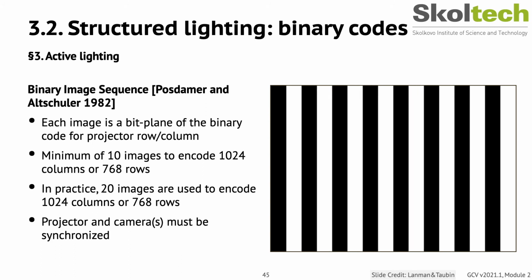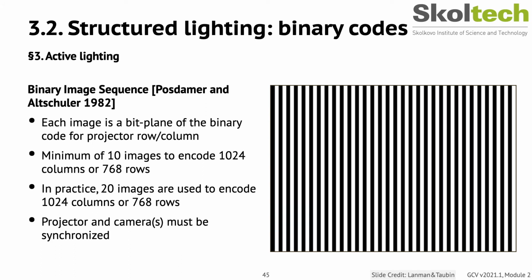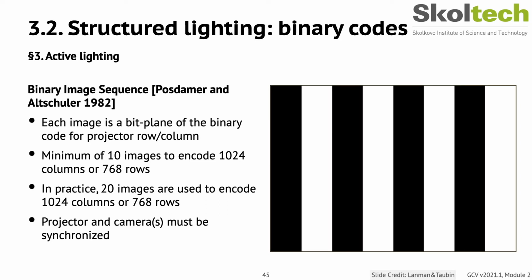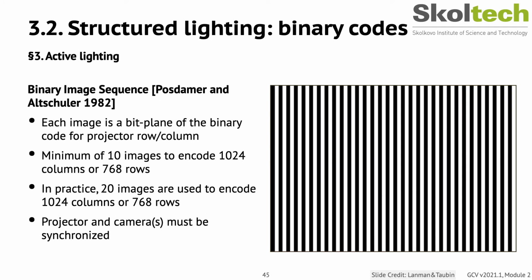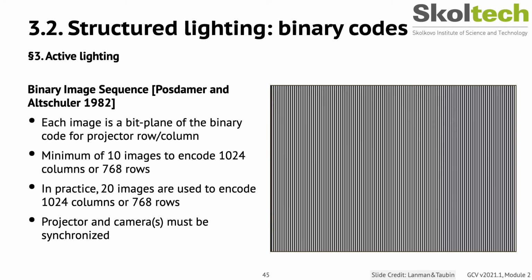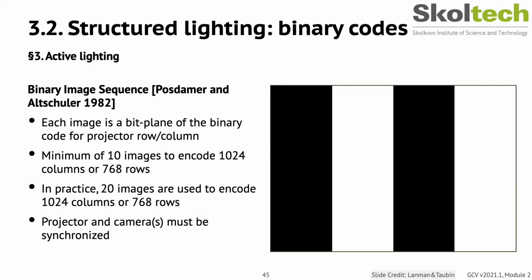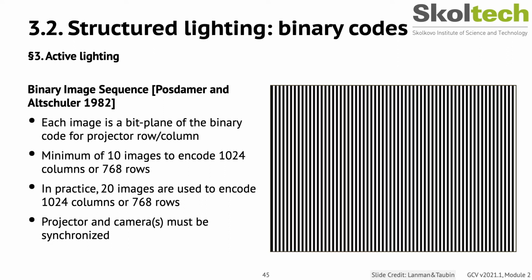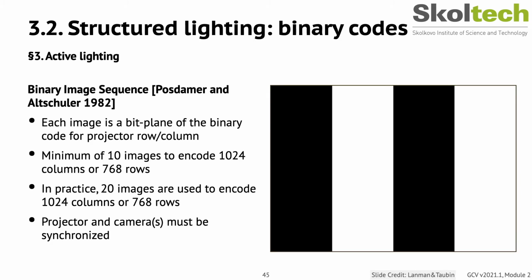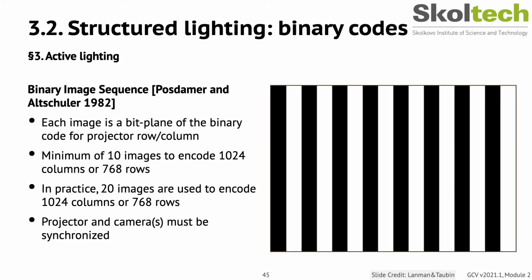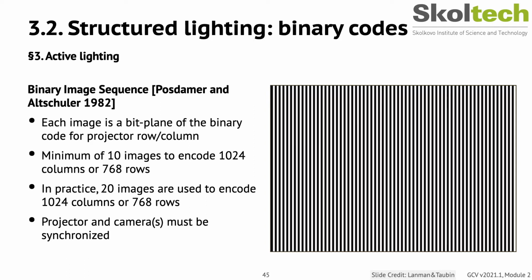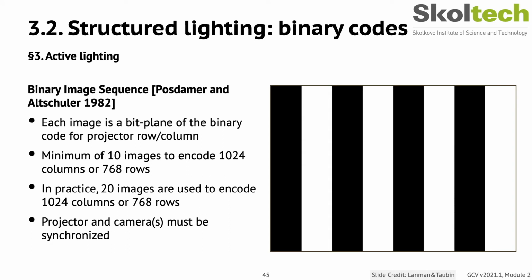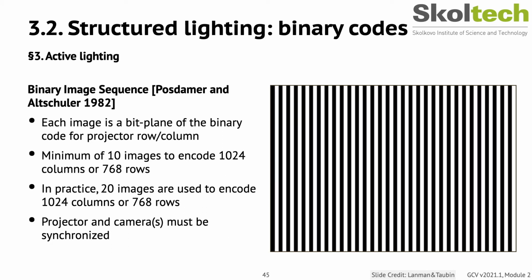A simple binary structured light sequence was first proposed by Posdamer and Altschuler in 1981. As shown in the animation, the binary encoding consists of a sequence of binary images in which each frame is a single bit plane of the binary representation of the integer indices of the projector columns or rows. In practice, one may use 20 images to encode 1024 columns or 768 rows.